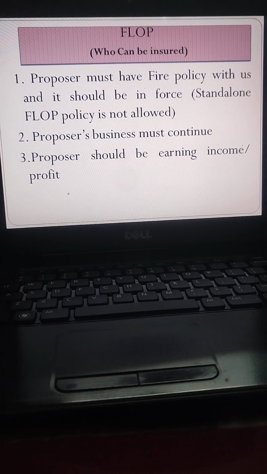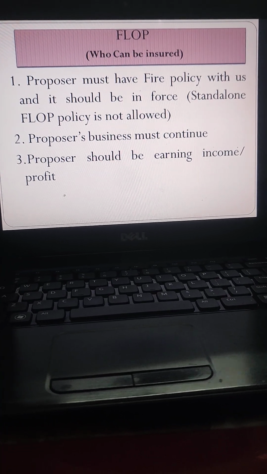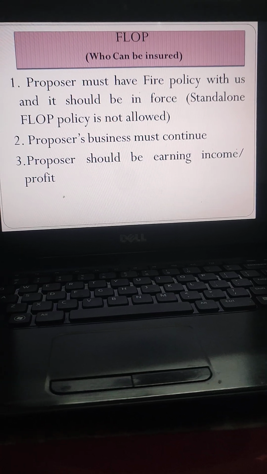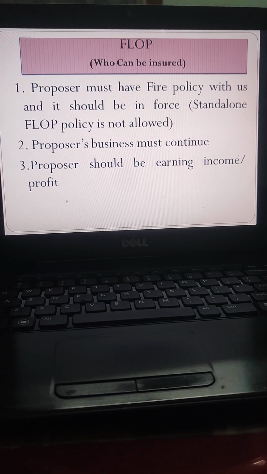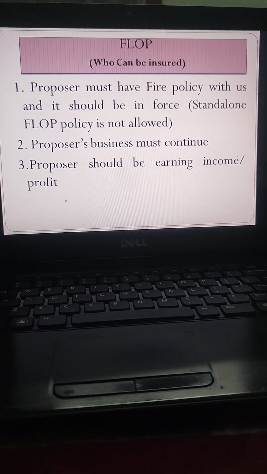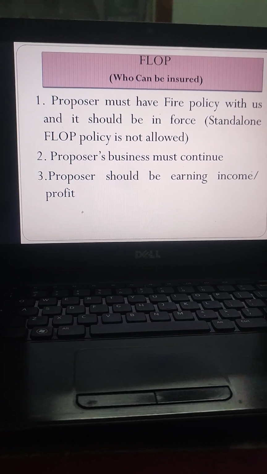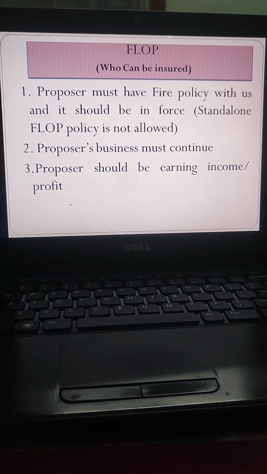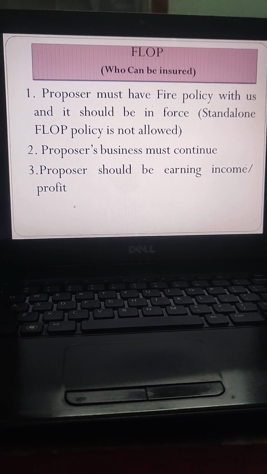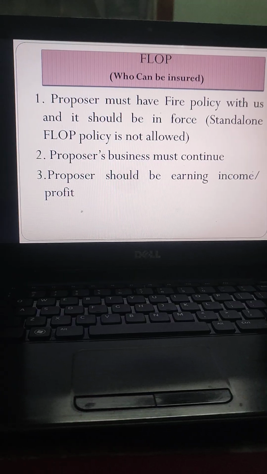So FLOP policy can be insured if the proposer must have a fire policy with the insurance company, and it should be enforced. That is, standalone policy is not allowed. Proposer's business must continue. Proposers should be earning income or profit.